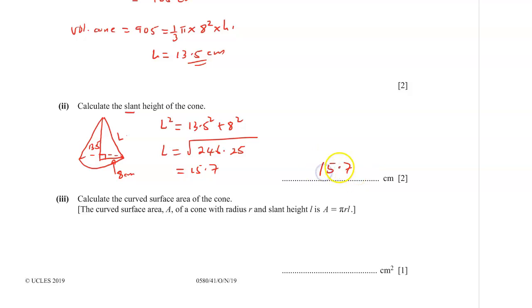Right there, 15.7 centimeters. Calculate the curved area of the cone. Okay, curved area of the cone will be pi RL. This would be pi times 8 times the slant height, which is 15.7, and this should give you 394.